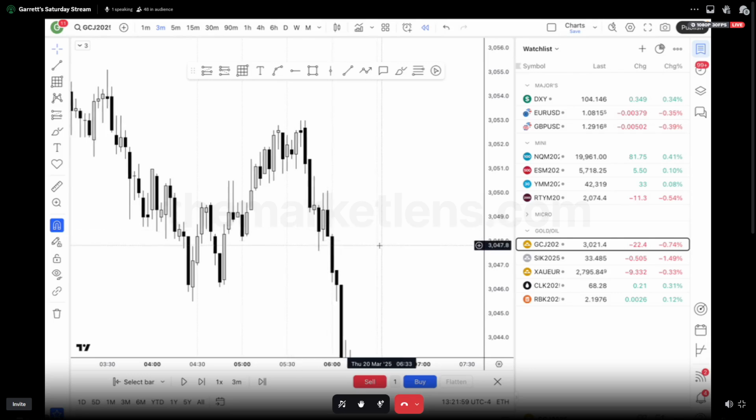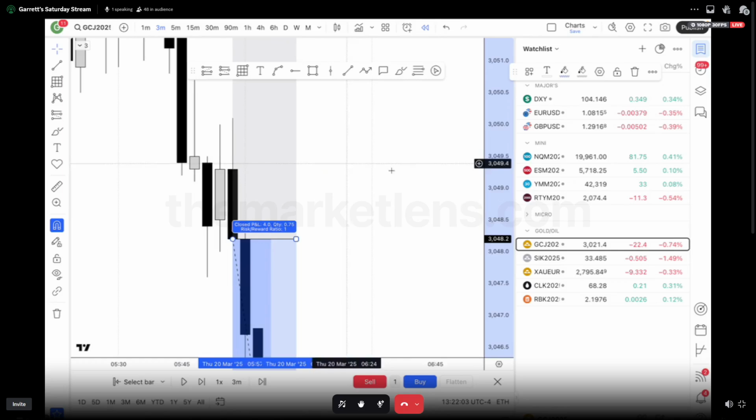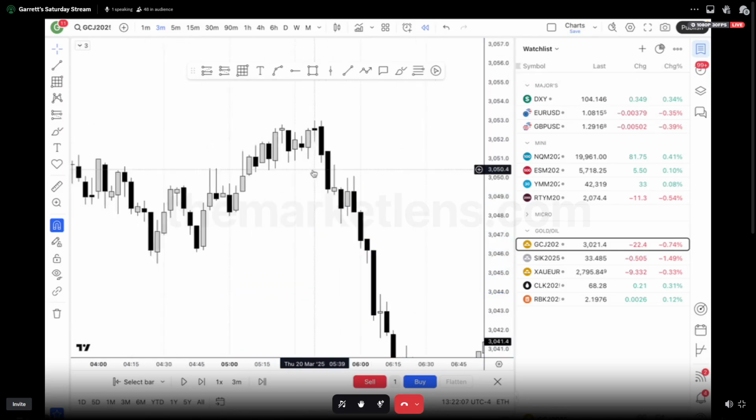Oh, right here. It looks like a positional entry. It would have to be something like that. But no, there's no trade there, technically.